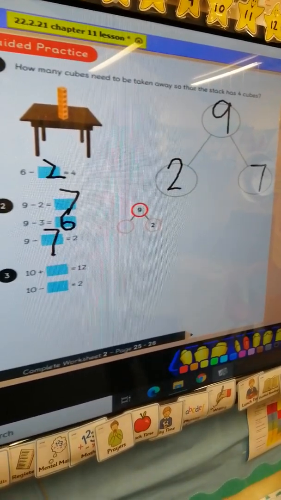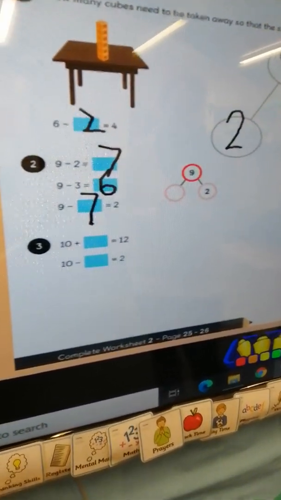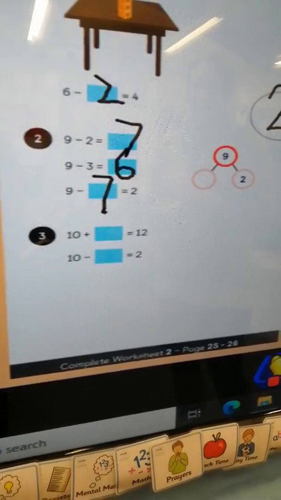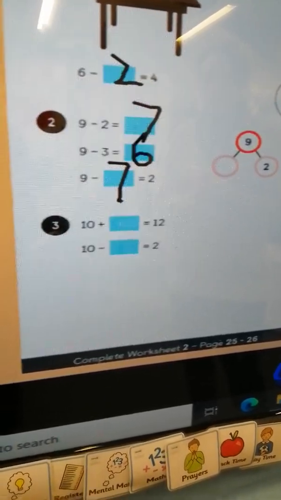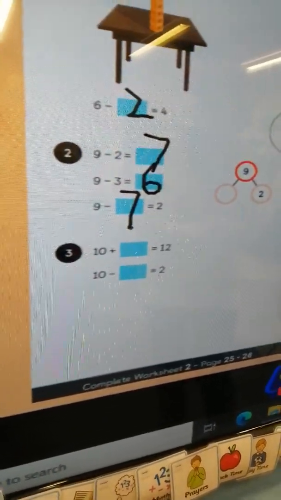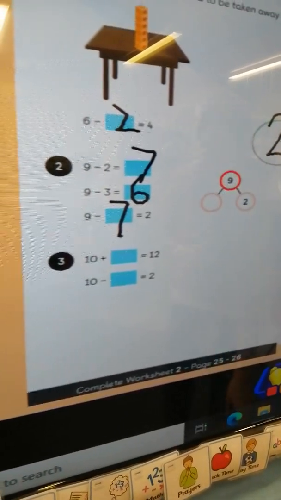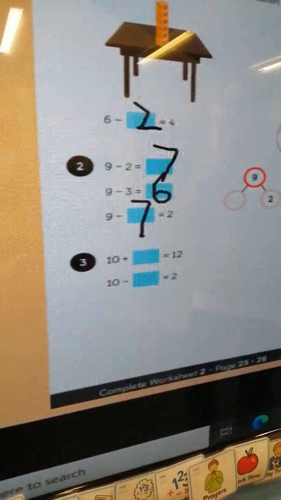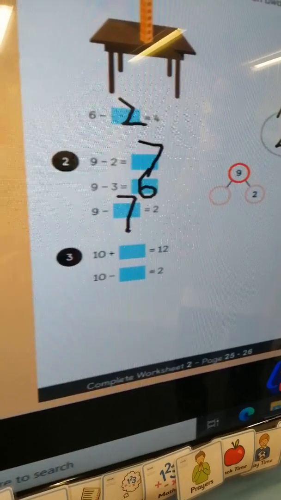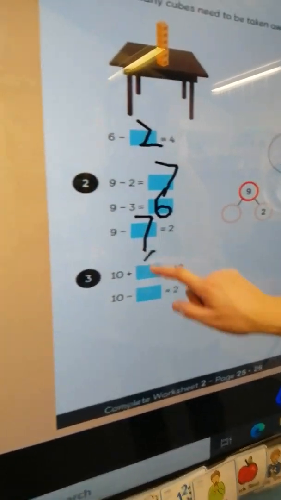Oh, this one's really tricky. 10 and what makes 2? Some of you already know this. You can recognise it using your arrow cards. If you've got a 10, how many ones do you need to put with it to make 12? You're right. It's 2, isn't it?